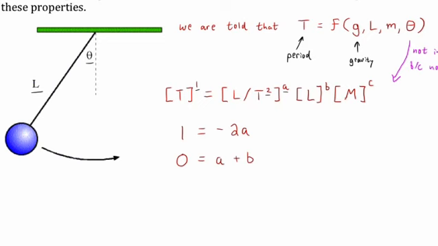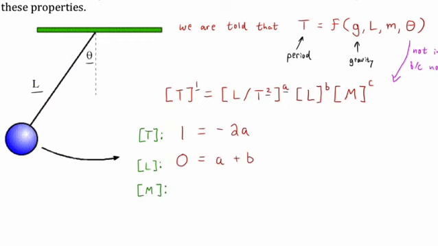Just to label where these equations are coming from, we can call this the t equation, paying attention to matching up all the time dimensions on the left and right hand side of the equation. Here, this is for length, and then the last one will be for mass.